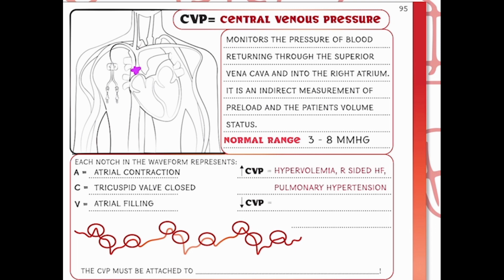So a high CVP, we're going to think hypervolemia or a right-sided heart failure, or maybe even pulmonary hypertension. And a low CVP, we're going to think of hypovolemia or low venous return and vasodilation. And what we need to remember, and one of the most important things, is that our CVP must be attached to the distal port of our central venous catheter.